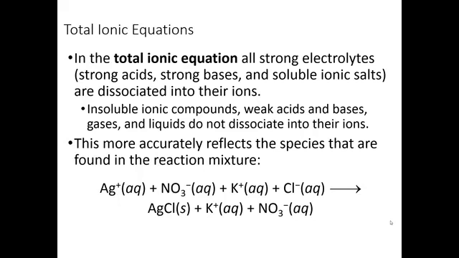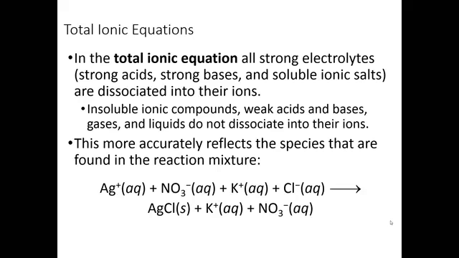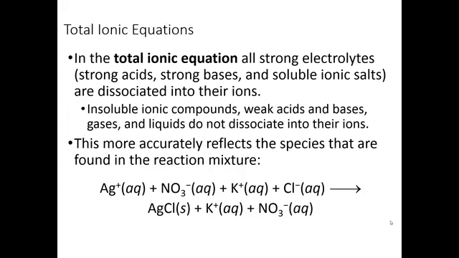A molecular equation does not paint an accurate picture of what is actually occurring within an aqueous solution. Within an aqueous solution, things that are soluble actually split up into their ions. This is why a total ionic equation might be a better way to look at all species involved in a precipitation reaction. In the total ionic equation, all strong electrolytes, which includes strong acids, strong bases, and soluble ionic salts or ionic compounds, are dissociated into their ions.